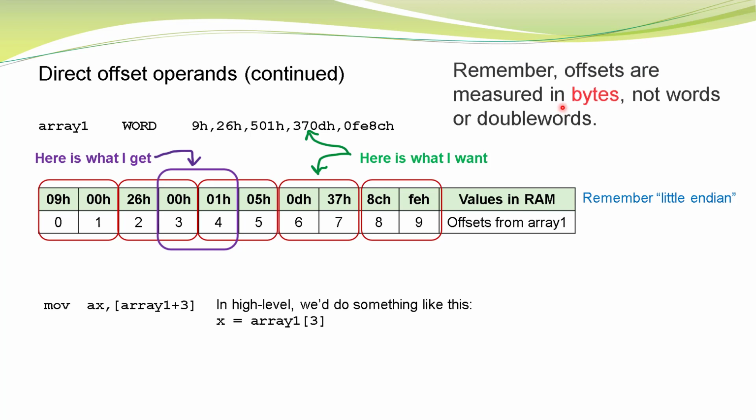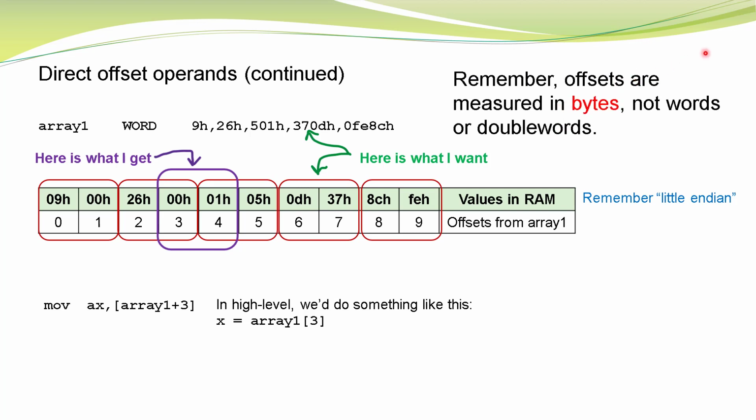Why? Because these offsets in brackets are measured in bytes. Now the compiler in high level was doing 2 bytes at a time for word size things, but not in assembly. You have to keep track of that. So that 3 says go here. Oh, it gets worse. And the thing surrounded in purple gets loaded into AX.